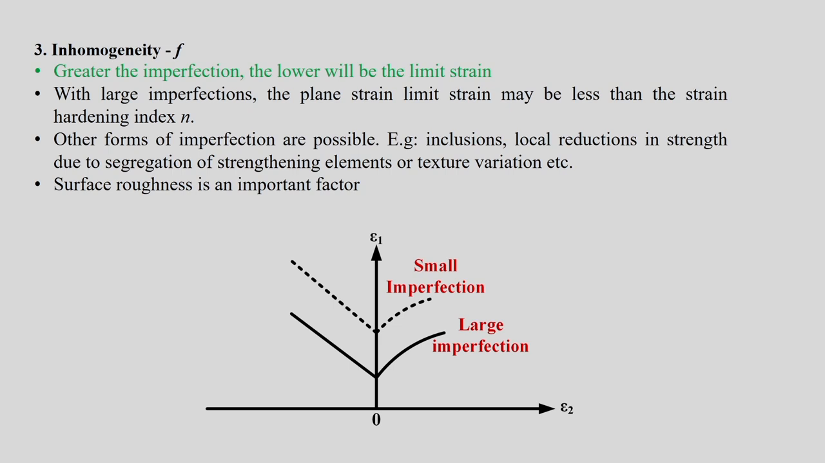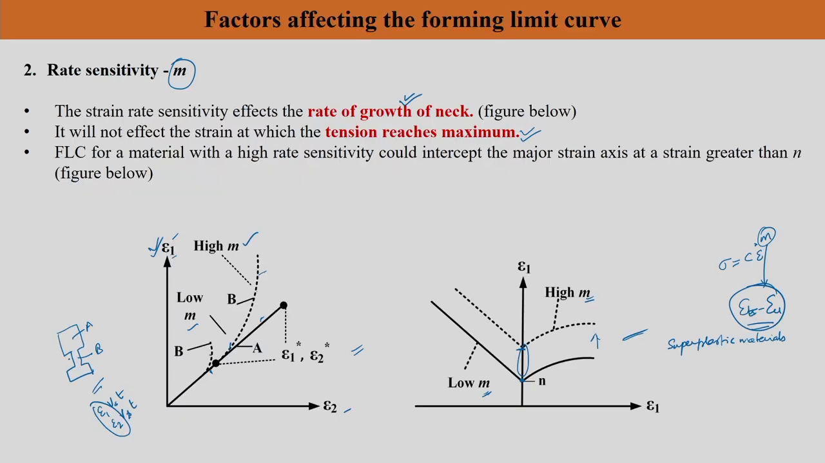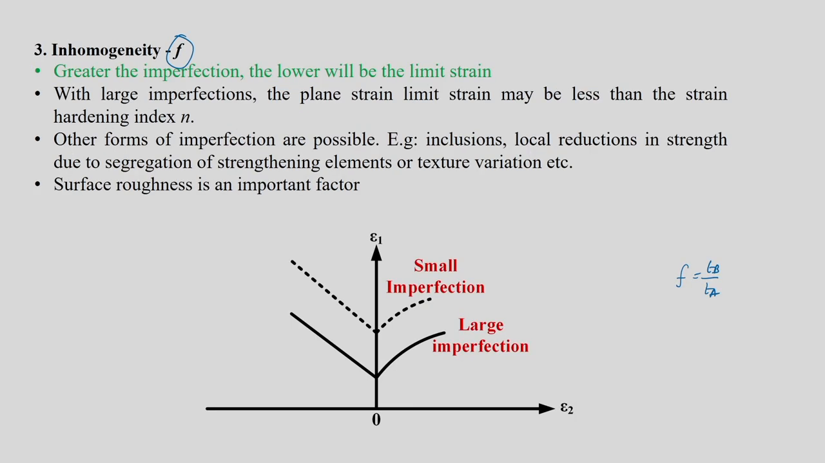This imperfection, inhomogeneity we say, or F, which is nothing but the imperfection factor we said. F is nothing but we said TB by TA. Okay, TB by TA. And of course, this is very theoretical in nature. Practically we don't speak of inhomogeneity or TB by TA, or a sudden change in thickness the way we have seen here. Okay, sudden change in thickness. This is TB, this is going to be your TA. This type of thing we are not going to see practically, but theoretically, if you want to simulate what is happening in the actual material, then you introduce this F, right?